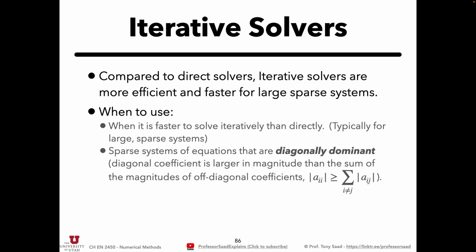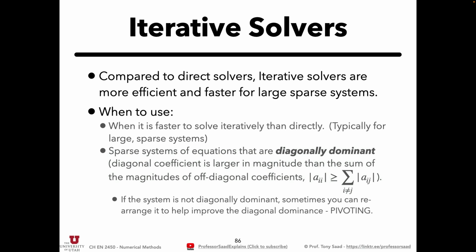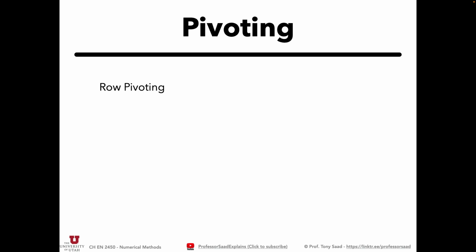However, if it's not diagonally dominant, oftentimes what you could do is something called pivoting. You rearrange the order of the variables and the equations. Okay, let's see how that would work. There are two ways of pivoting. This process is called pivoting, of rearranging the equations. You can arrange the order of the equations or the order of the variables.